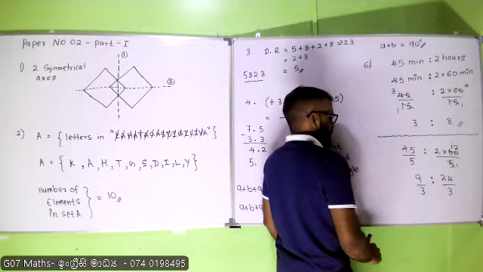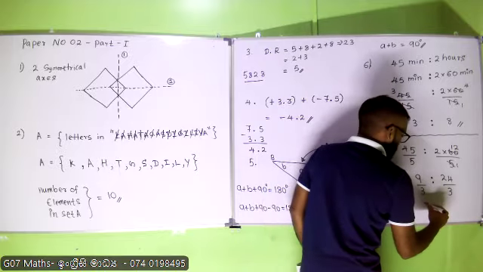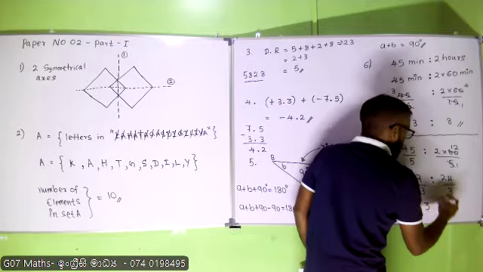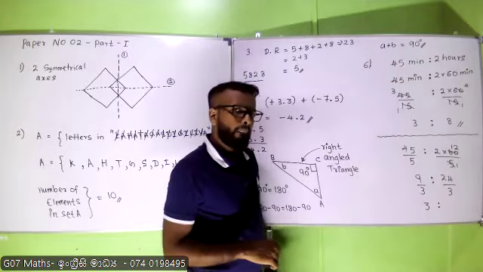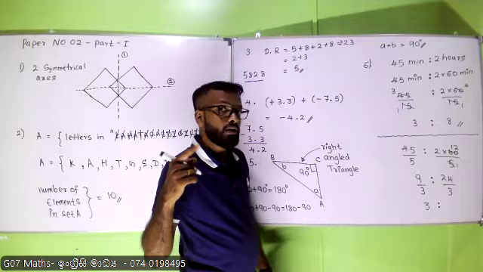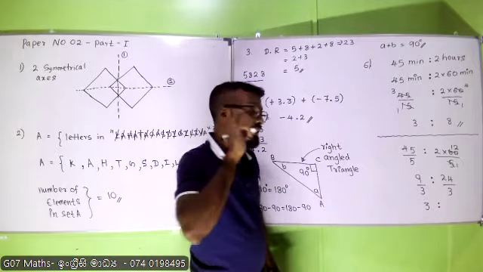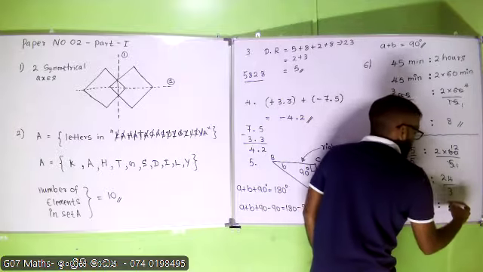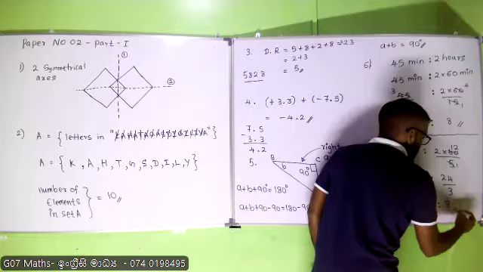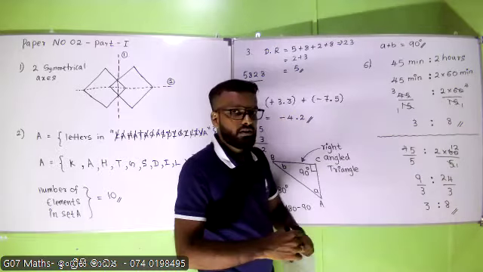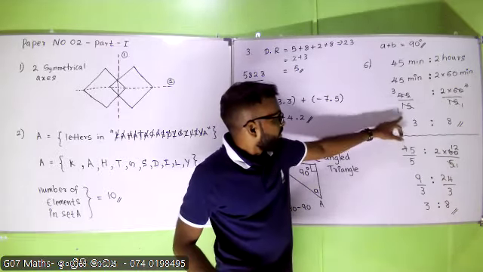9 divided by 3 is 3. 24 divided by 3, multiplication table of 3, is 8. Very nice, very beautiful.